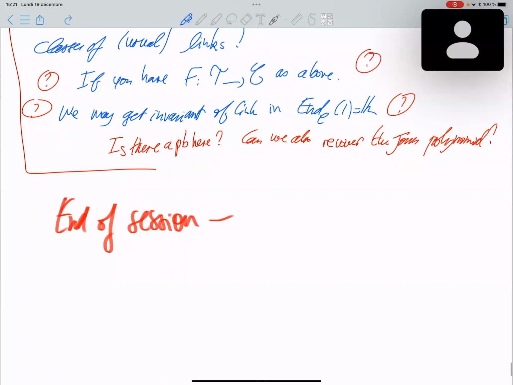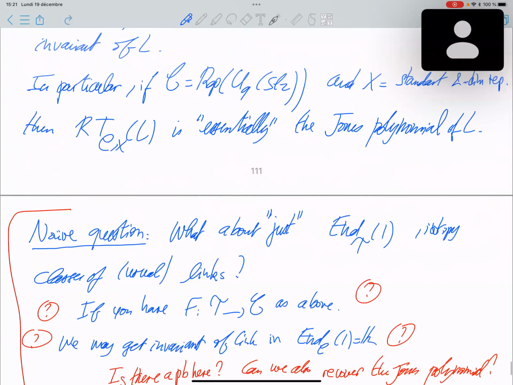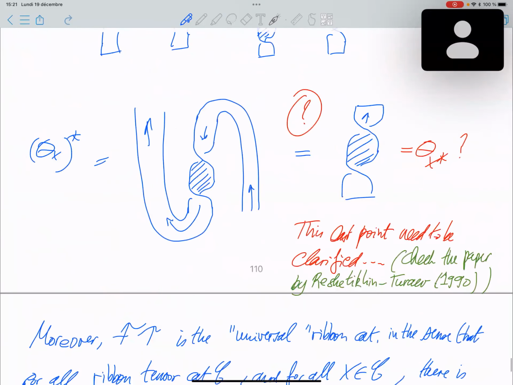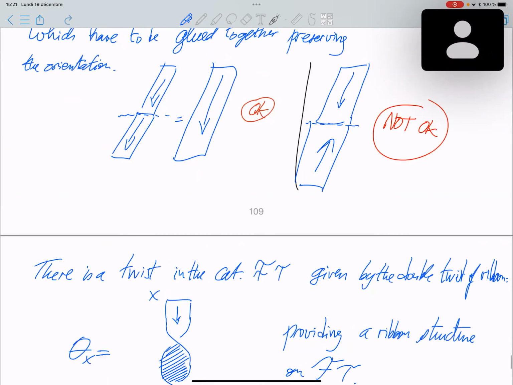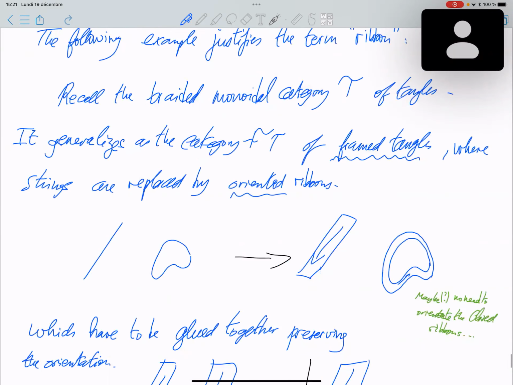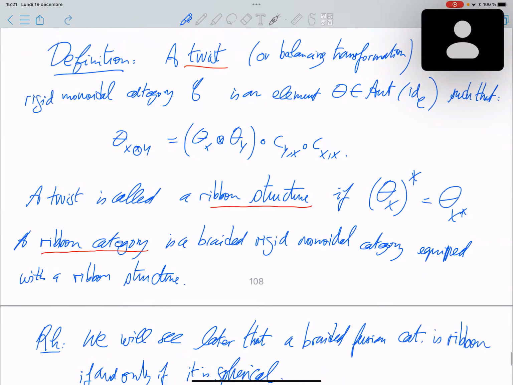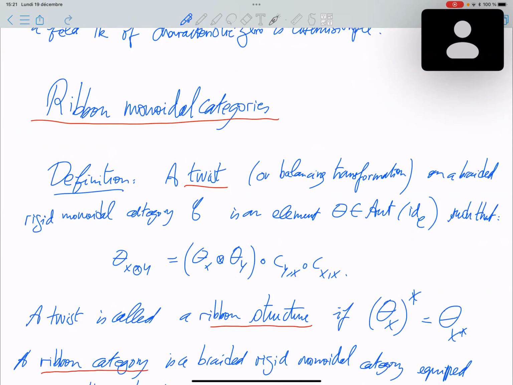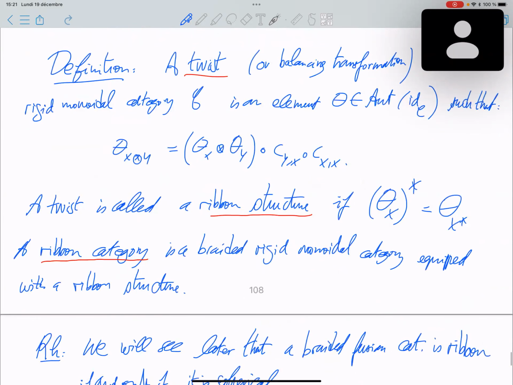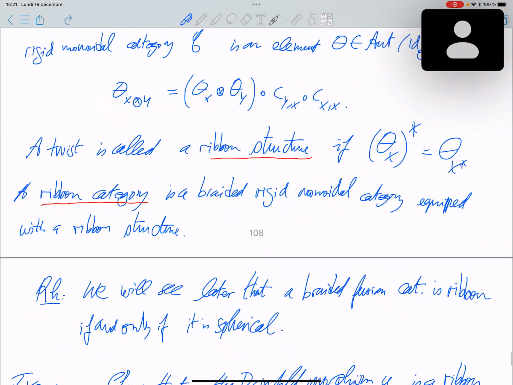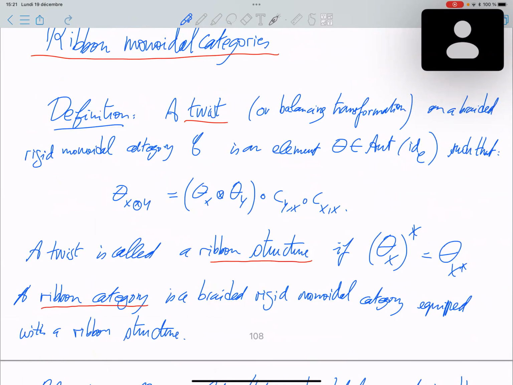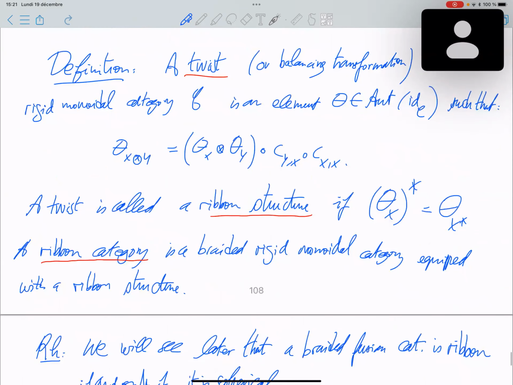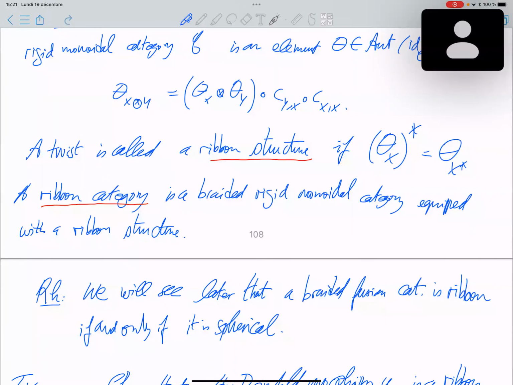Okay, so today is the last course of the semester. Last time we started with the notion of Ribbon monoidal category. So a Ribbon monoidal category is a braided rigid monoidal category with a twist, with a Ribbon structure.